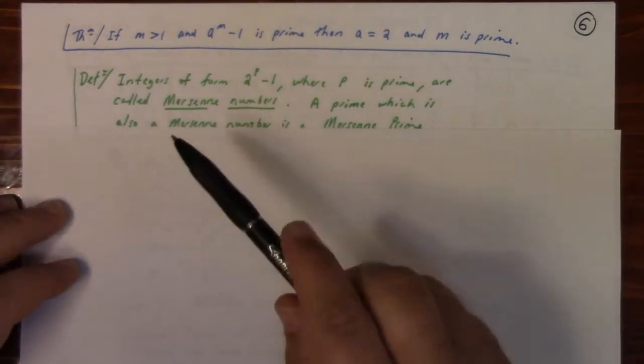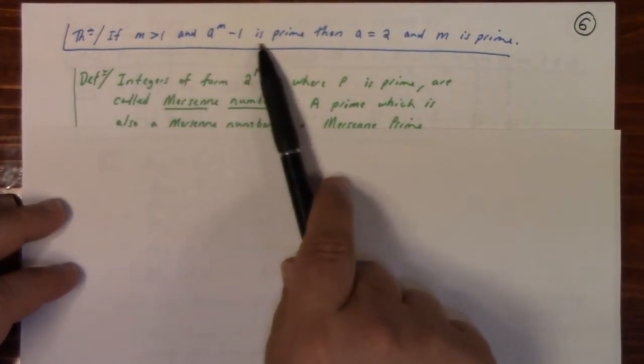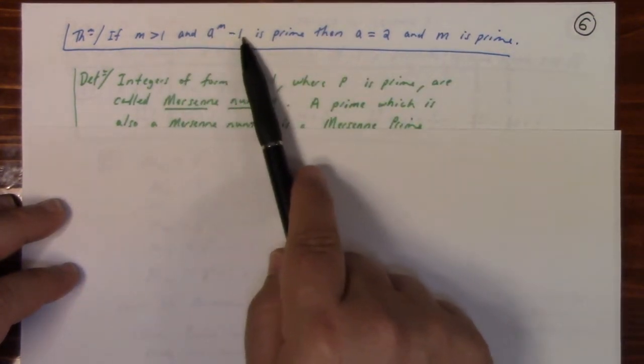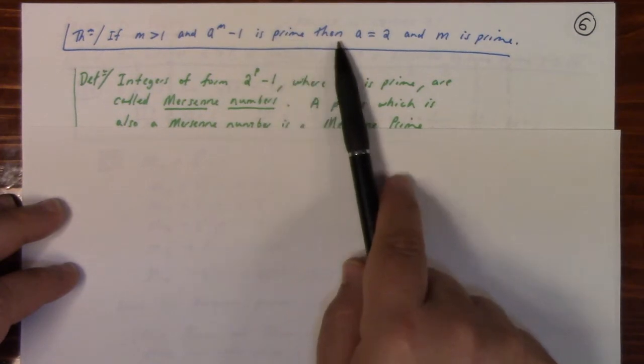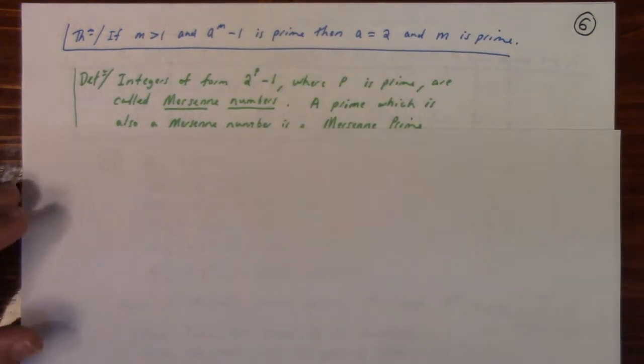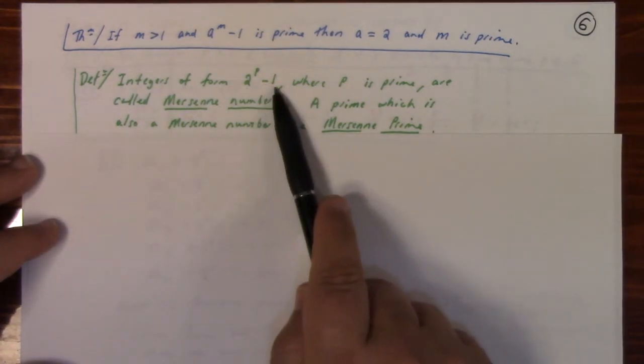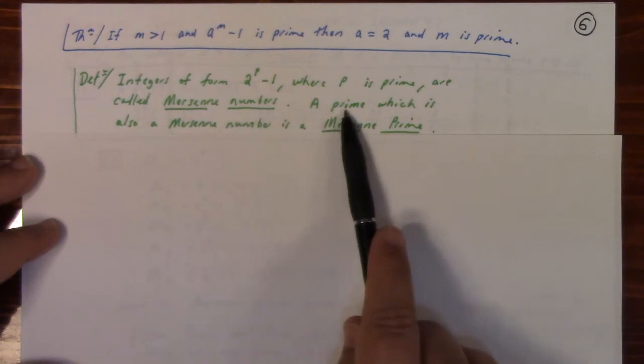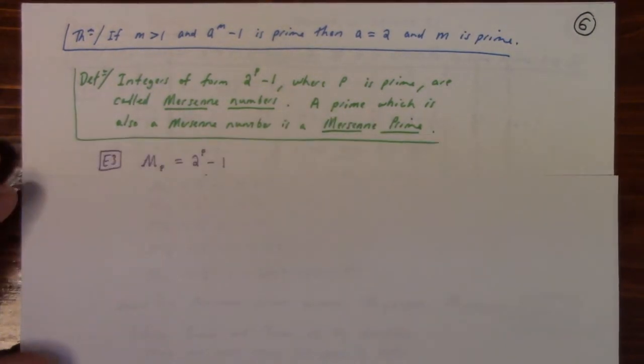Anyway, here's another theorem which I think has been left as a homework exercise I may or may not assign. If m is greater than 1 and a to the m minus 1 is prime, then a equals 2 and m is prime. Anyway, integers of the form 2 to the p minus 1, where p is prime, are called Mersenne numbers. A prime which is also a Mersenne number is called a Mersenne prime.